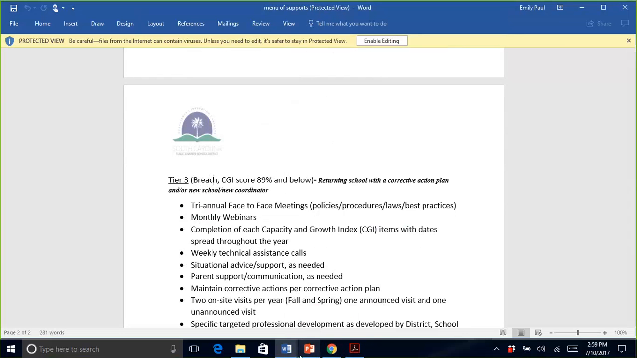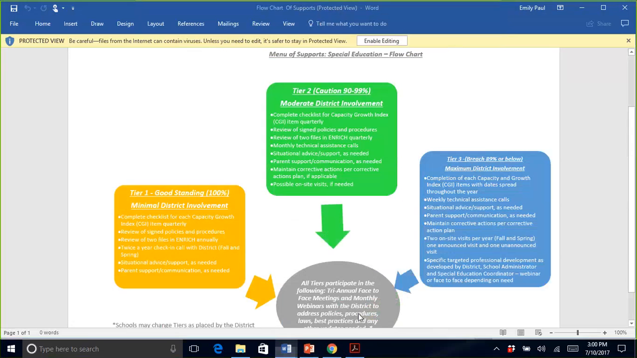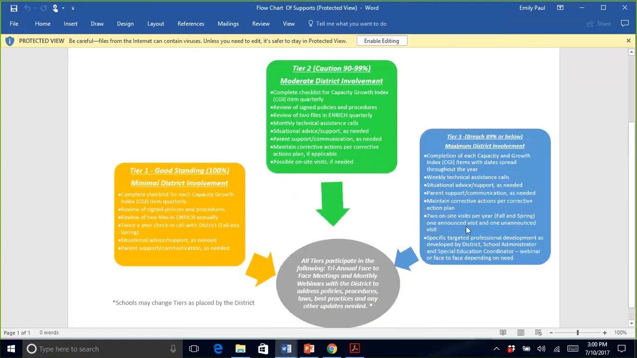The last thing I wanted to show you is our flow chart of support. So this is just a visual of that information. It shows our Tier 1, Tier 2, and Tier 3. And it just says all of the tiers will participate in our triennial face-to-face, our monthly webinars, and any of our district professional developments that will talk about policy and procedures, best practices, laws, and any other updates. That's just a visual. I'm also going to send these out in an email when I send the link for the recording so that you'll have all of this.